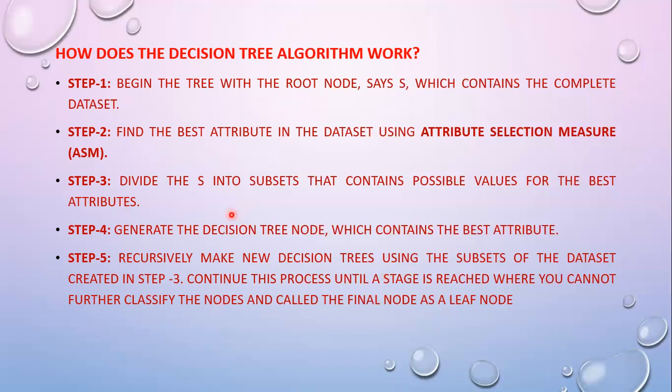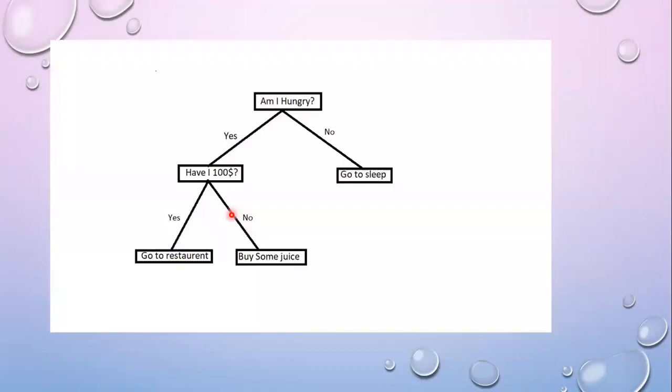Let's go for the example. First, a simple example. Let's assume that I am hungry. I ask myself, if I feel hungry, do I have money? If I have money, I also think about whether I am very hungry or only a little bit. If I am very hungry, I can go to a restaurant and eat whatever I want. Or else I can buy a juice, drink it and come back. Otherwise, if I am not hungry, I can go to sleep. So this is a simple example for understanding the decision tree, and now let's go for another one.